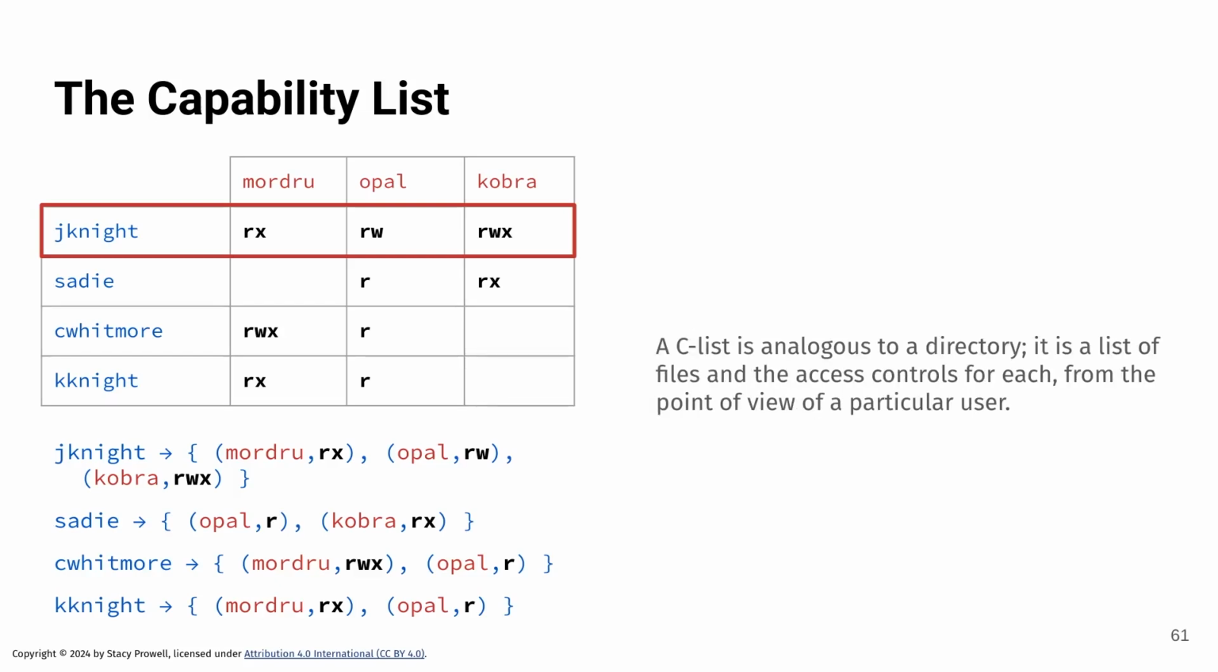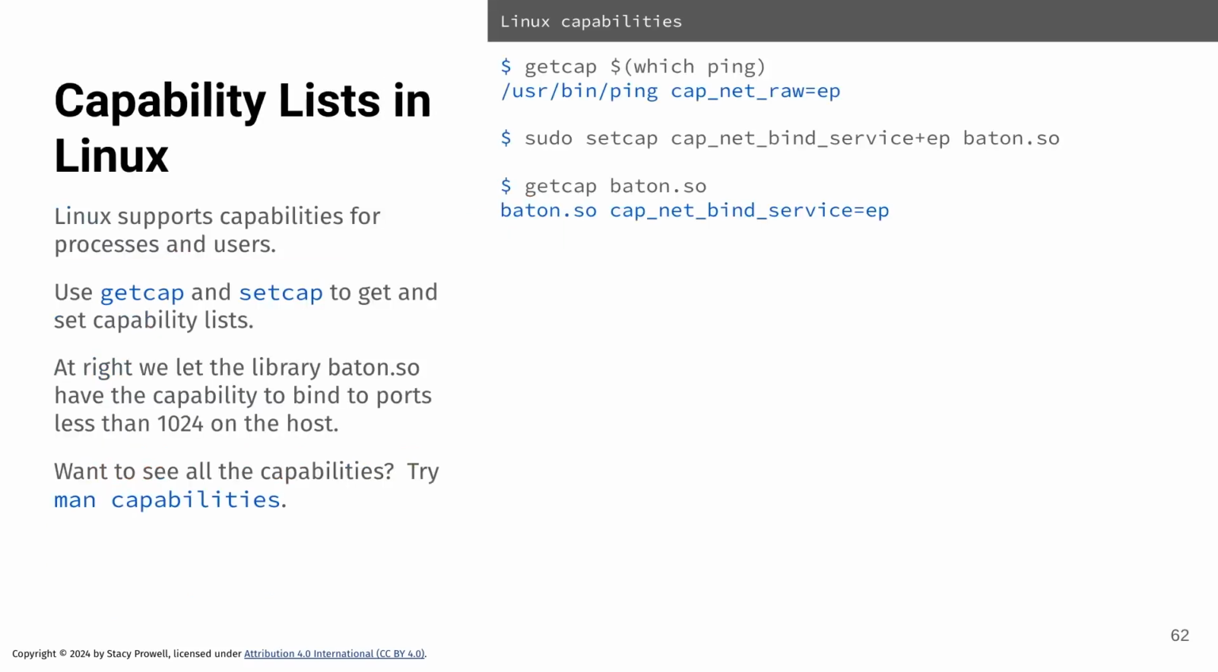A C list can be thought of as analogous to a directory. It basically gives you the set of things you can see and the kind of visibility that you have for each user. Capability lists are in Linux. They're there. In this case, you can think of capability lists for the user, for a process, or for a particular executable. That may seem a little bit weird, but sure enough, these things all can have capabilities associated with them. Everything can be a user, everything can be an object, etc.